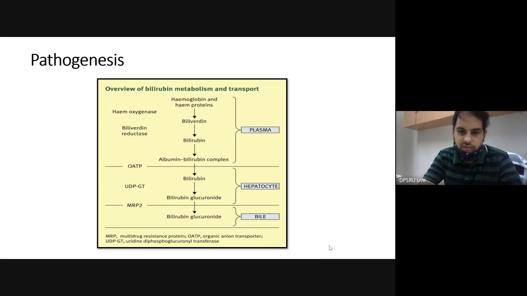These diagrams we have already discussed: how in the lysis of red blood cells there is heme, then globin, and then how bilirubin is produced, and then it is converted from unconjugated to conjugated form in the liver, and then it goes to the bile and is stored in the gallbladder, and from the gallbladder it is released and helps in the digestion of food.